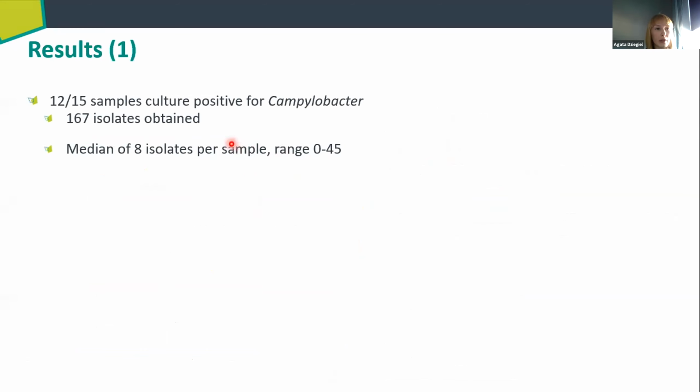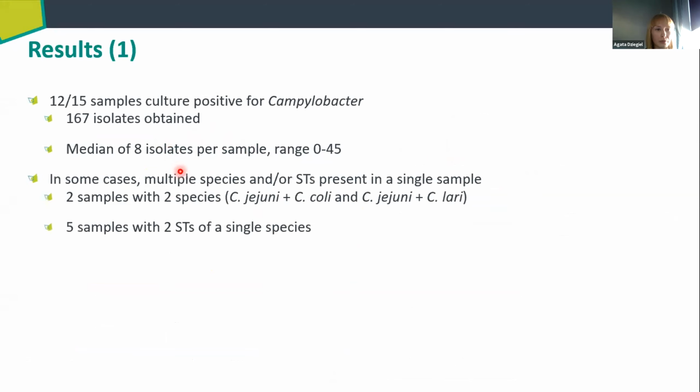So from the initial 15 samples studied, 12 of these were culture positive for Campylobacter, and we obtained 167 isolates in total with a median of 8 per chicken sample. In some cases, we saw evidence of multiple species and even sequence types being present in a single sample. So in 2 cases, we had 2 species, and these were either Campylobacter jejuni and coli or jejuni and larvae combinations. And in 5 samples, we also had 2 sequence types of a single species.